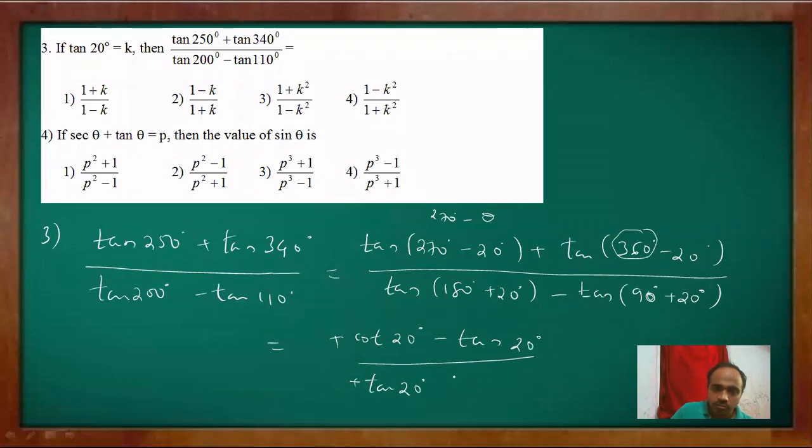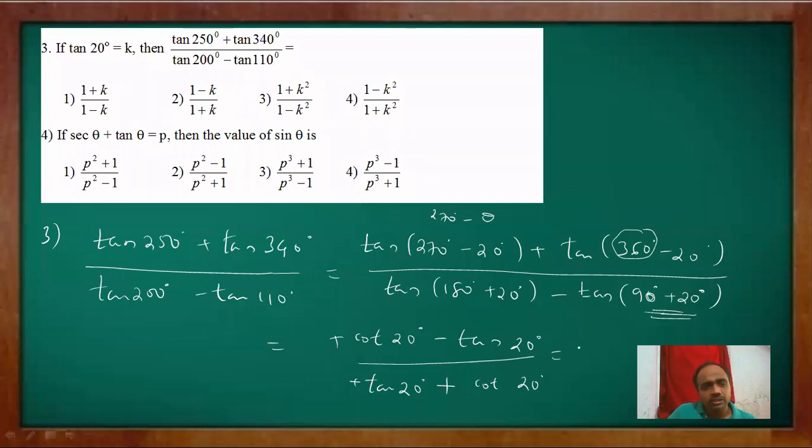Tan 20 minus tan of 90 plus theta. When 90 is there, tan changes to cot. But is it plus cot or minus cot? 90 plus means more than 90, second quadrant, where only sine is positive, so tan will be negative. So we get minus cot theta. Minus of minus is plus cot theta. What I get? Cot 20.